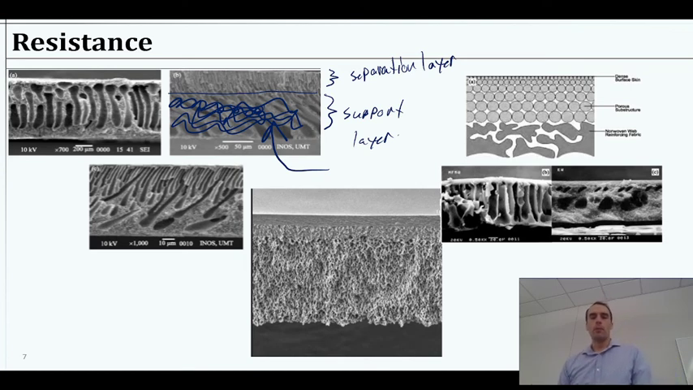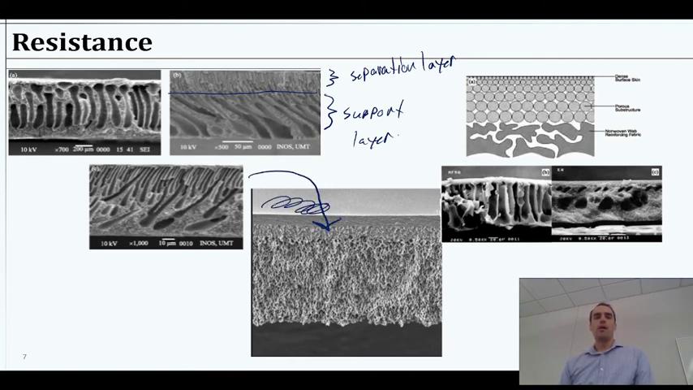Whereas if you were operating it in the correct direction, then I'll use this other one as an example, all your particles that are going to get stuck are on the surface here, and everything else just slides away, right? So that's the better way to operate a membrane.